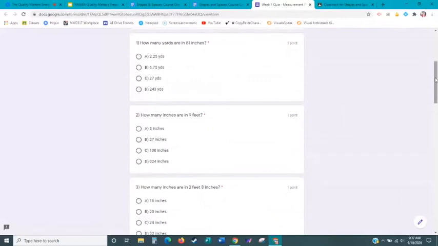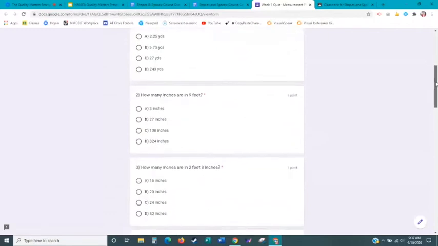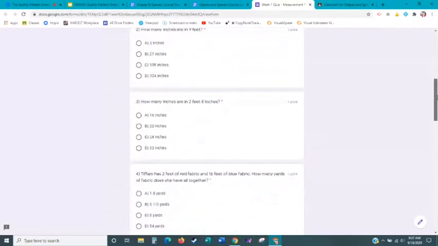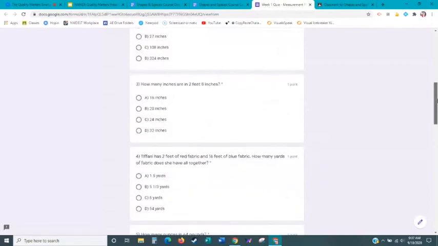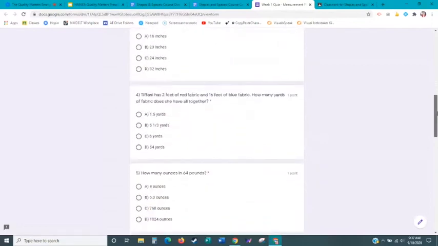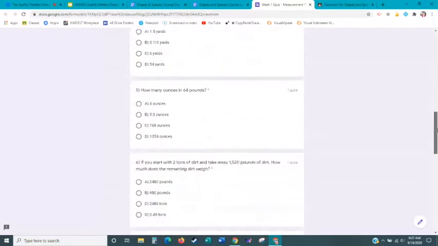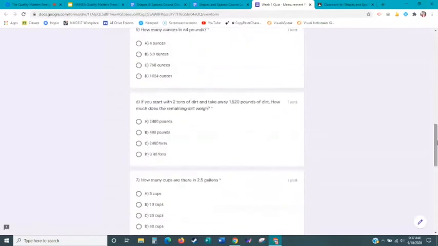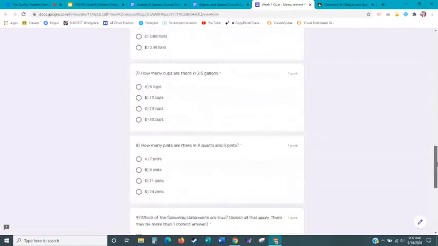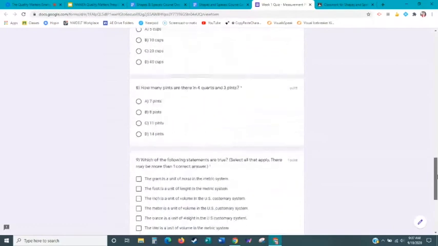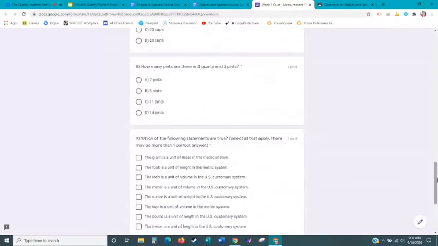How many yards are in 81 inches? How many inches are in 9 feet? How many inches are in 2 feet, 8 inches? Tiffany has 2 feet of red fabric and 16 feet of blue fabric. How many yards of fabric does she have altogether? How many ounces in 64 pounds? If you start with 2 tons of dirt and take away 1,520 pounds of dirt, how much does the remaining dirt weigh? How many cups are there in 2.5 gallons? How many pints are there in 4 quarts and 3 pints?